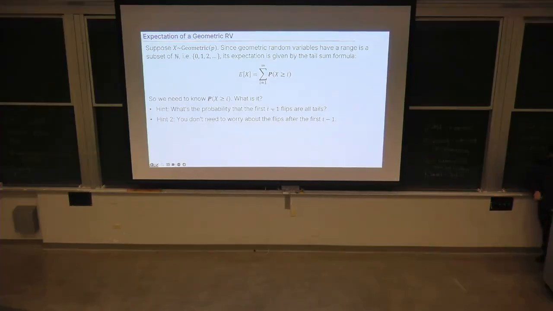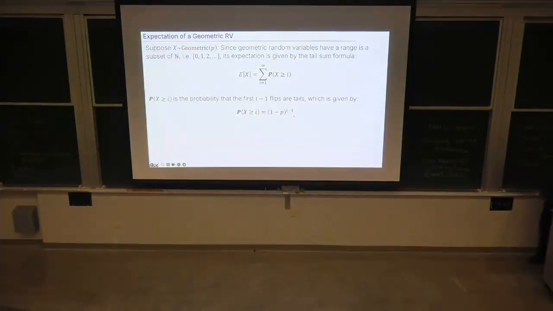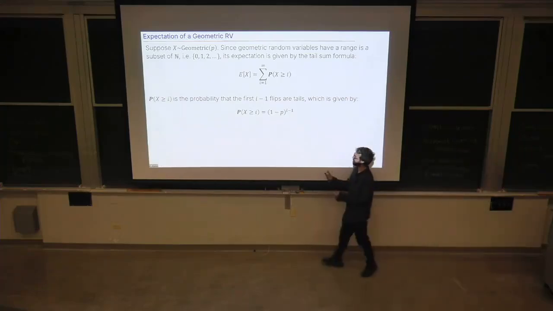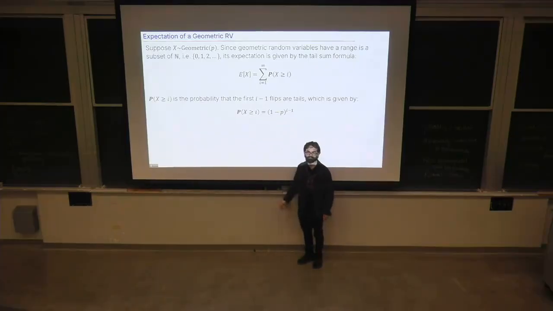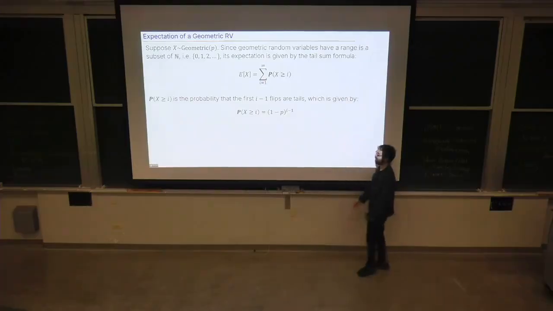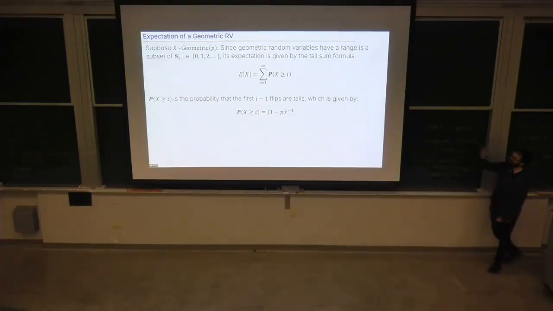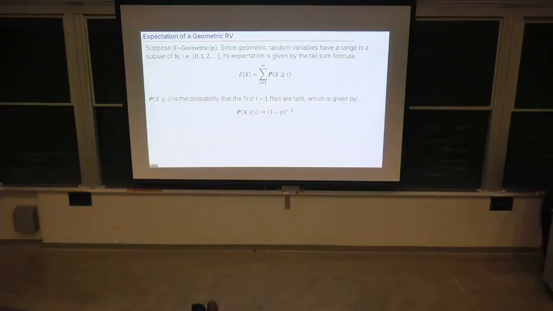And the question is basically, what's the probability that the first i minus 1 flips are all tails? Okay, I'll spoil that one. The probability that the first i minus 1 flips are all tails is going to be (1 minus p) to the i minus 1. So a geometric random variable has this nice property that its probability of being greater than or equal to some value is a simple expression. That's not true for all other random variables. Like a binomial, it's not going to be so nice. Here, it is nice. Okay?